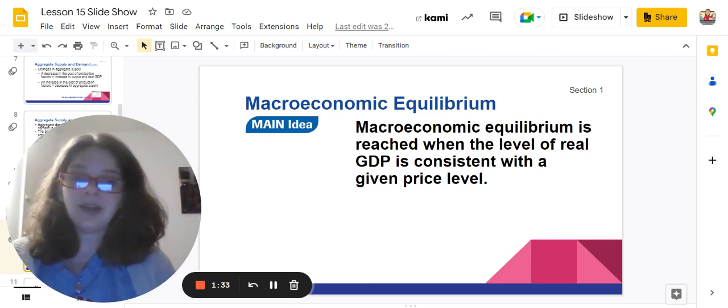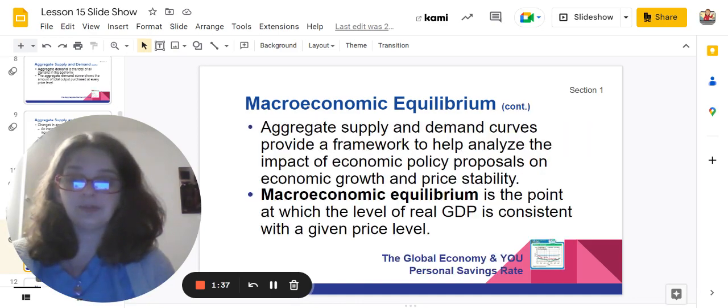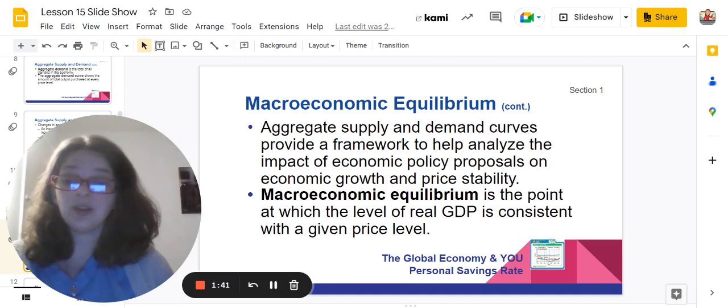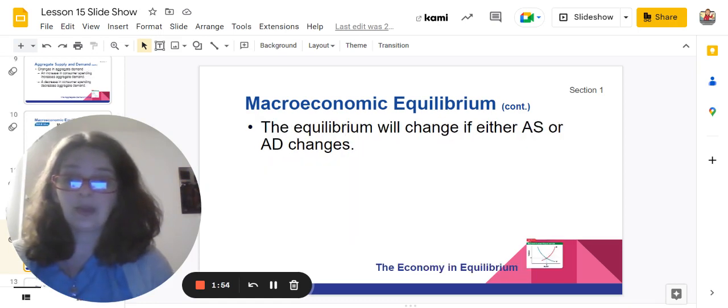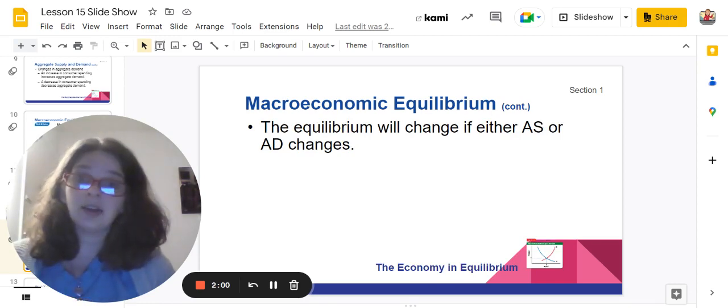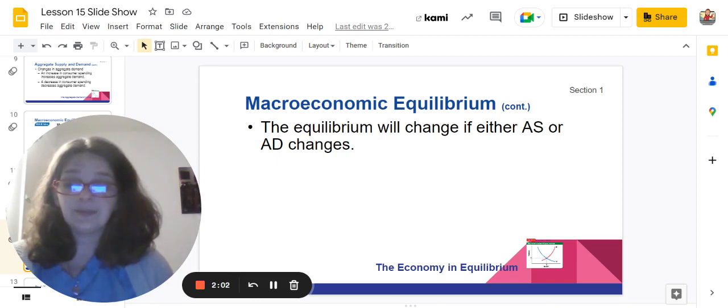Macroeconomic equilibrium is reached when a level of real GDP is consistent with a given price level. Aggregate supply and demand curves can be used together to analyze how proposed policies might affect growth and price stability. Macroeconomic equilibrium is at the point of intersection between the aggregate supply curve and the aggregate demand curve. Macroeconomic equilibrium can change as a result of changes in either aggregate supply or aggregate demand.